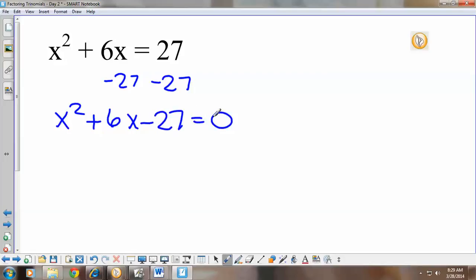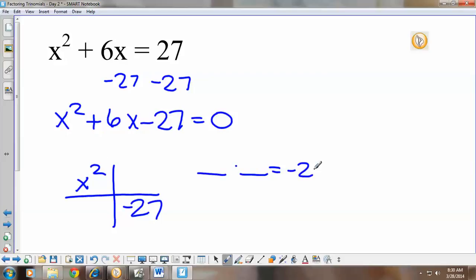Now, we can factor. Do we have a greatest common factor? Nope. I don't think so. So set up your box. Looking for two numbers that multiply to negative 27 and add to 6. 9 and negative 3. Austin, you're good coming up with those, aren't you? That's pretty easy.